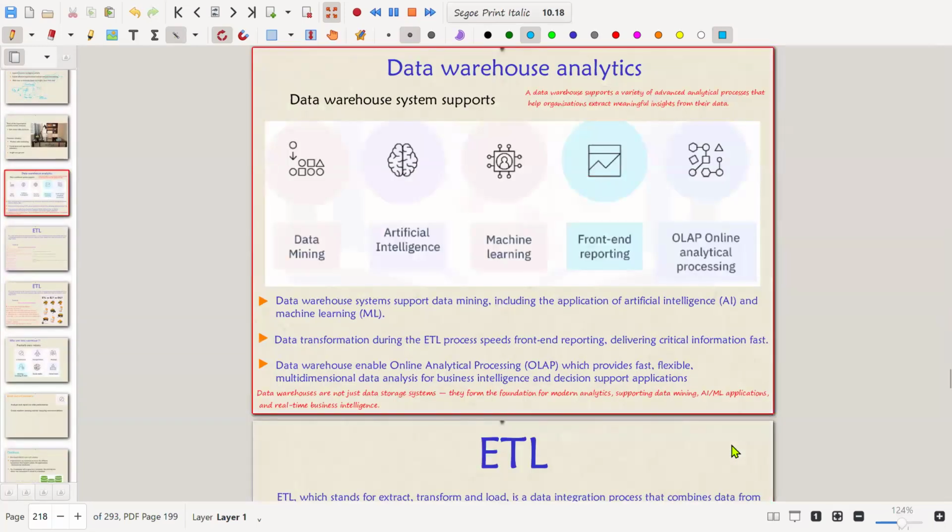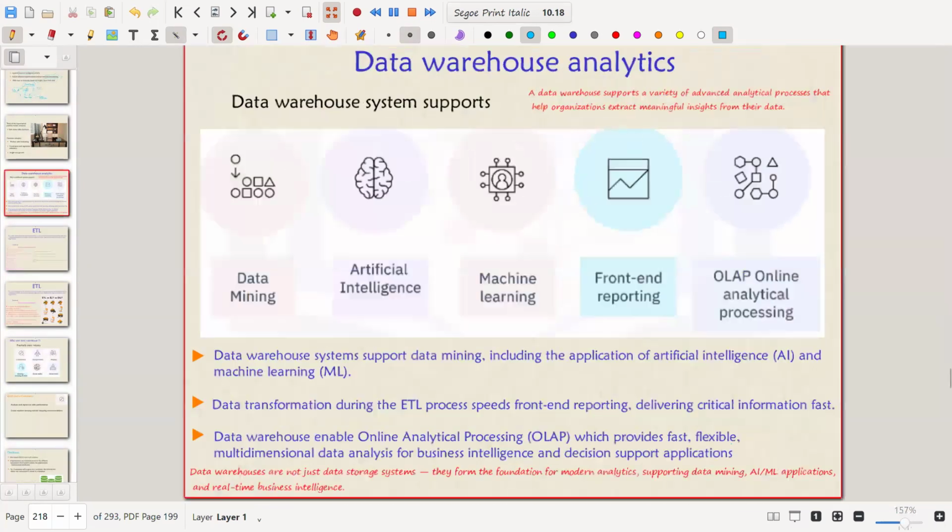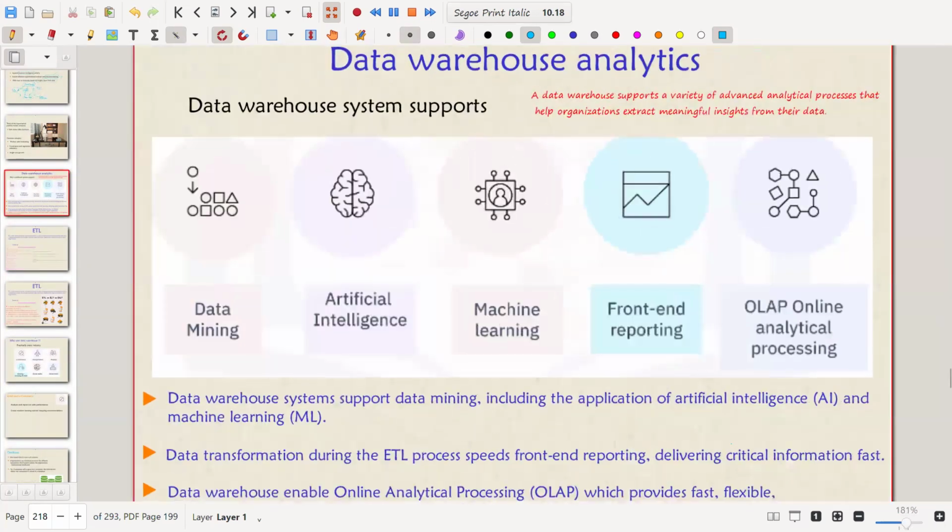So these tiny things written in red, I found that it would be better if I could show it now. So this is the new thing I have added. I did not have any place, so I added it there. So what does the data warehouse system support? A data warehouse supports a variety of advanced analytical features that help organizations extract meaningful insights from their data.